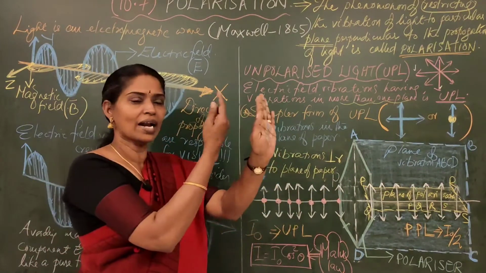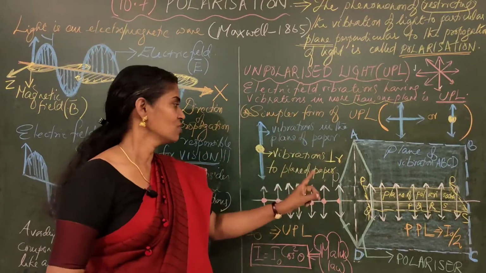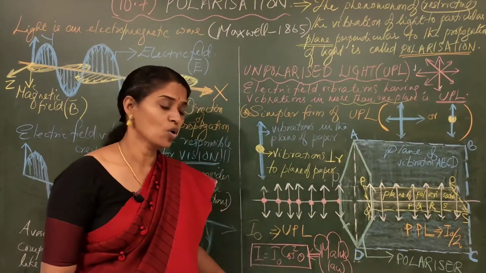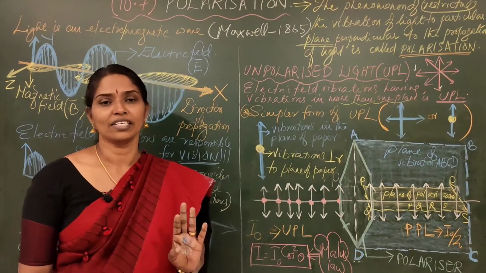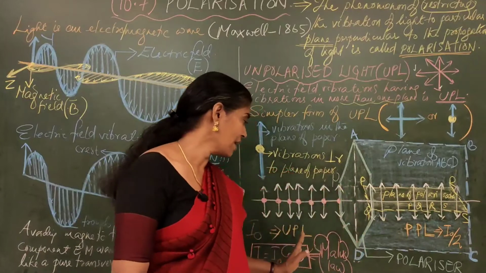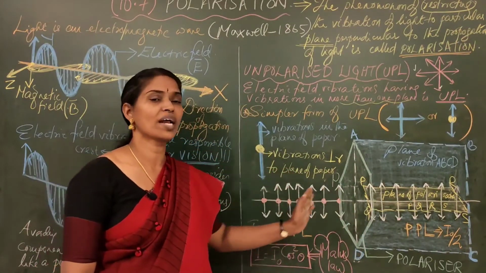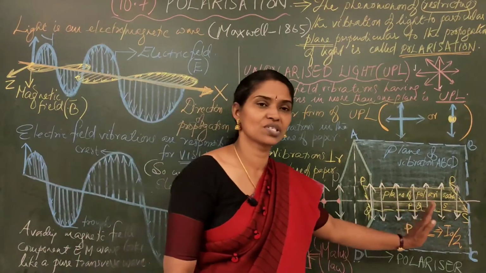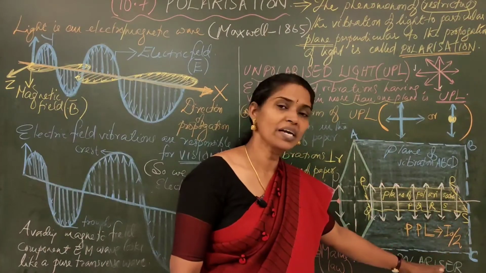Otherwise, if they are parallel to each other, theta is equal to 0, cos 0 is 1, and obviously I is equal to I0. So we can say that I0 and I are the intensities before and after. Before polarization it is I0, after polarization the value is I0 by 2.